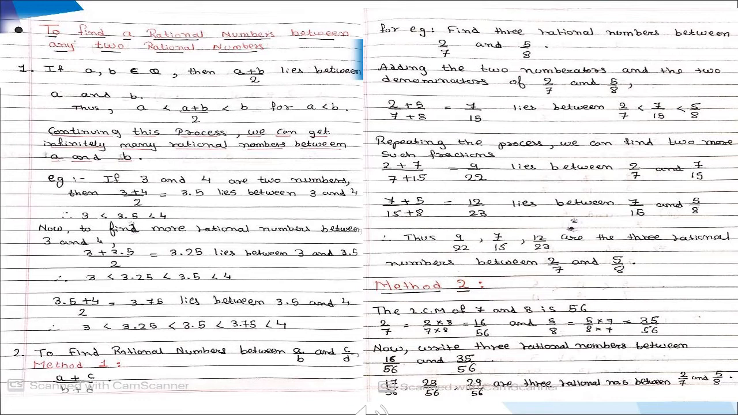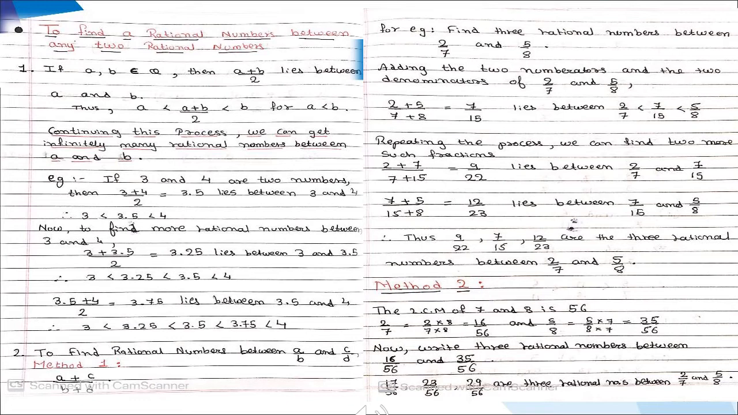So what will be your form? How you will write it is, 3.25 and 3.5 between 3 and 4. Now suppose you want to find one more. Then first you had taken the lowest rational number of your question and the mid value. Now you take the highest one and the mid value.